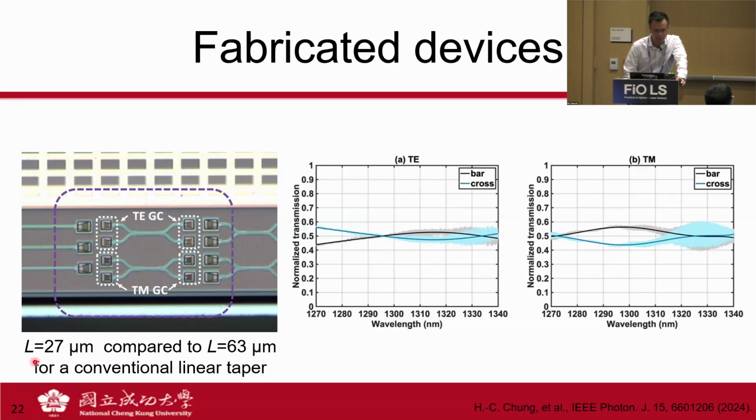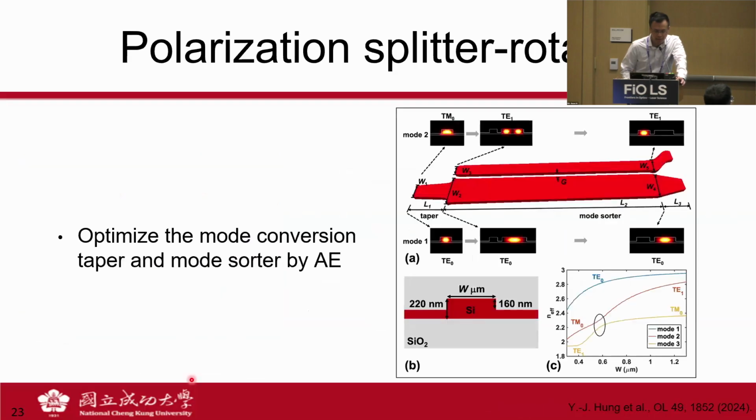And the mode evolution region is only 27 microns long. We can compare that to a conventional linear taper, which is much longer. Again, the same concept can be applied to basically most adiabatic devices. So for example, this polarization splitter rotator.